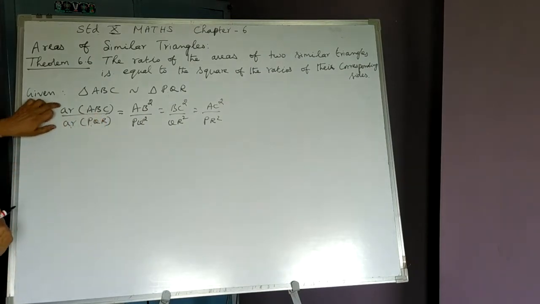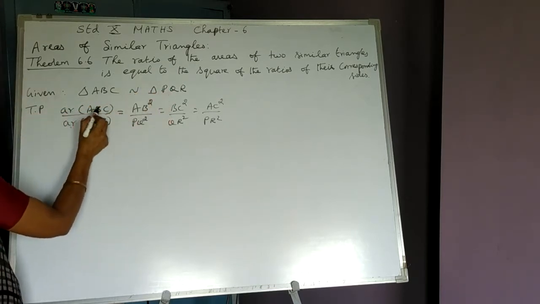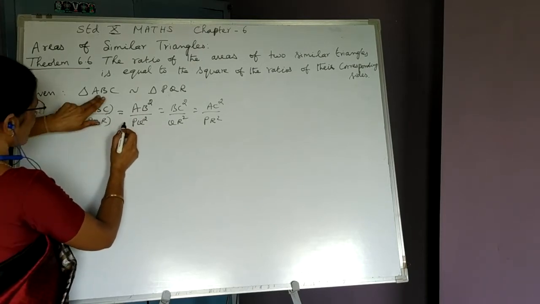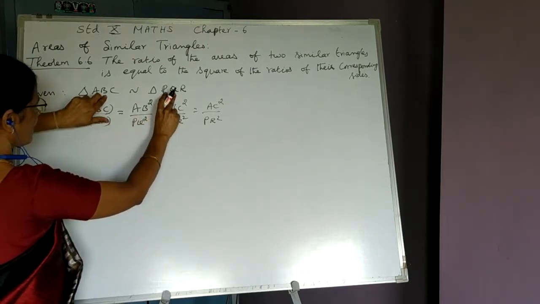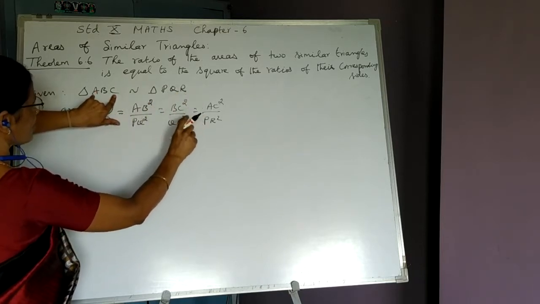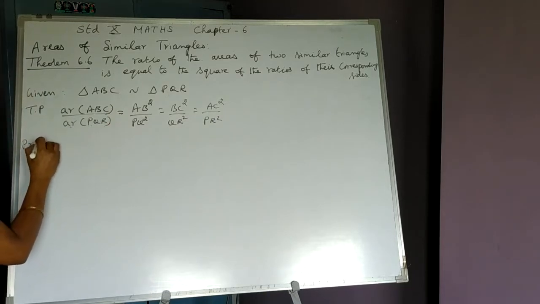So given the triangles are similar, what is to be proved? Area of ABC upon area of PQR is equal to AB square upon PQ square, BC square upon QR square, which is equal to AC square upon PR square. We start with the proof.